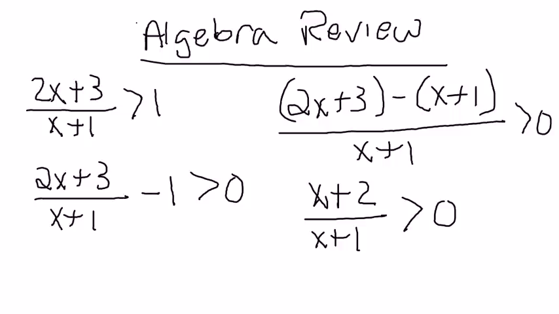And then when I simplify it, I get x plus 2 over x plus 1 is greater than 0. So now I state that statement, and I have to decide when that quotient is going to be greater than 0. Let me copy it down here again: x plus 2 over x plus 1 is greater than 0. Now that's only going to be greater than 0 when I have a positive divided by a positive or a negative divided by a negative.